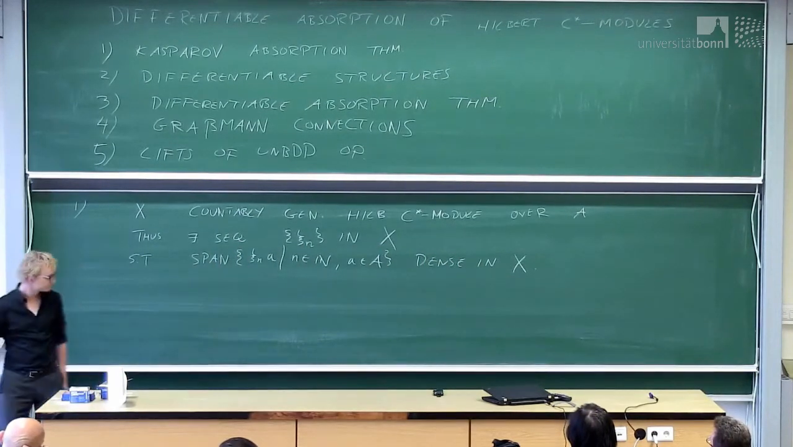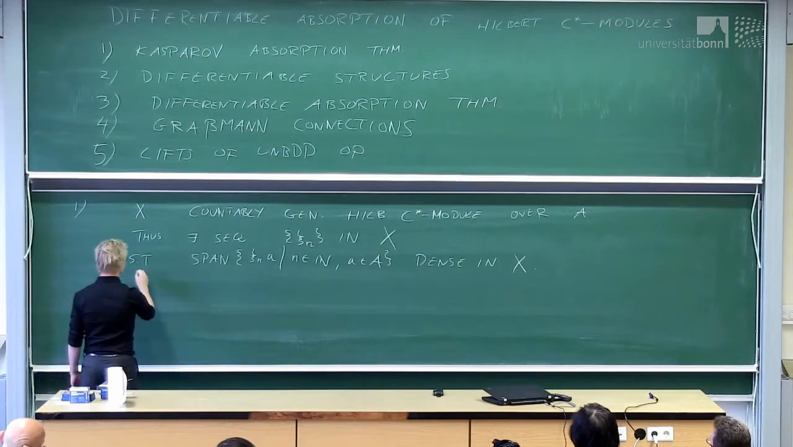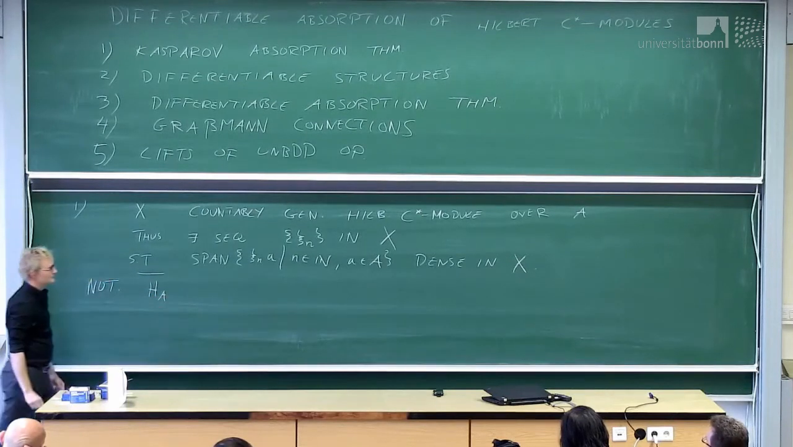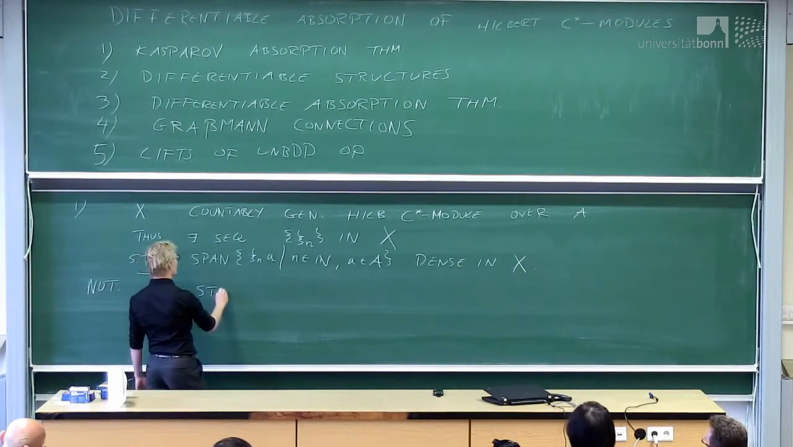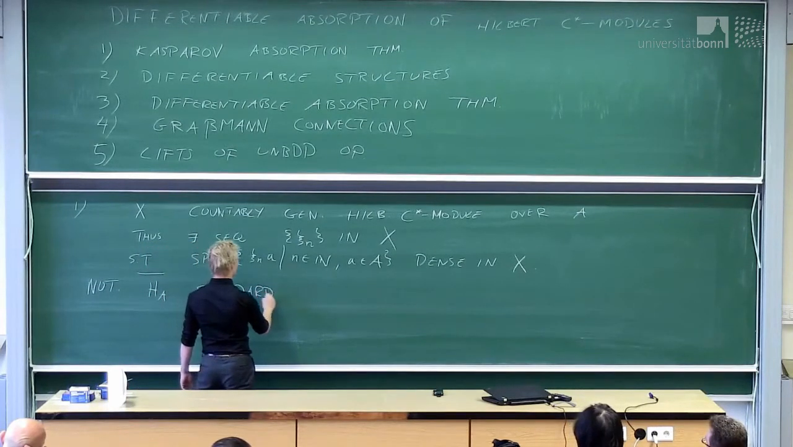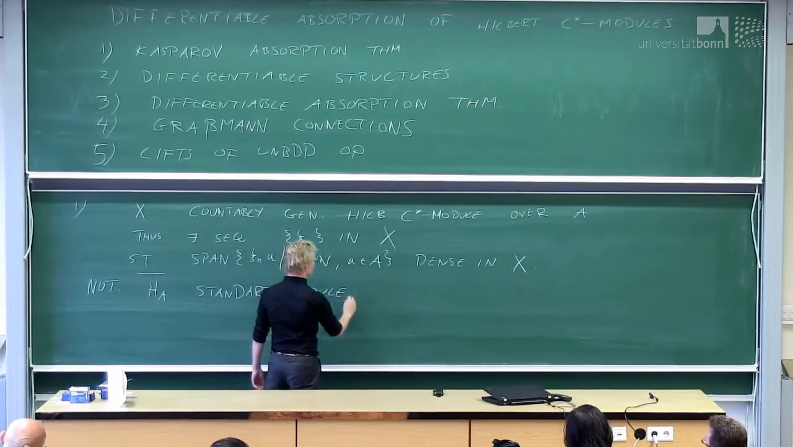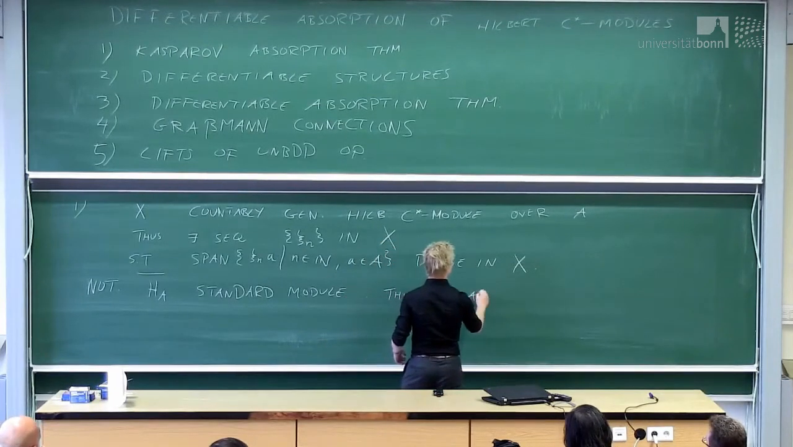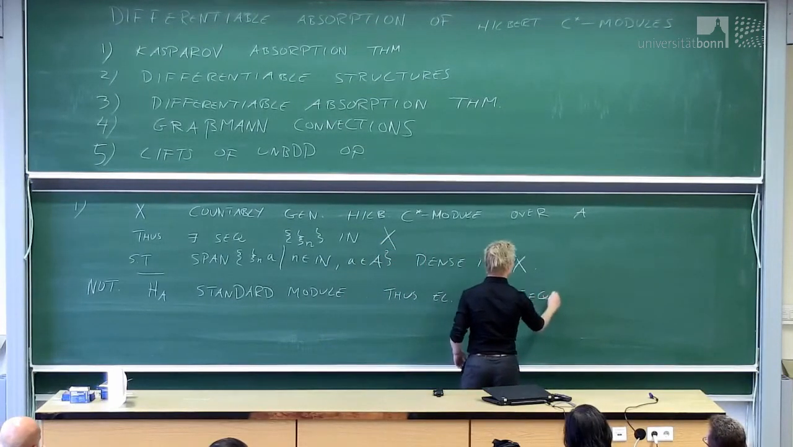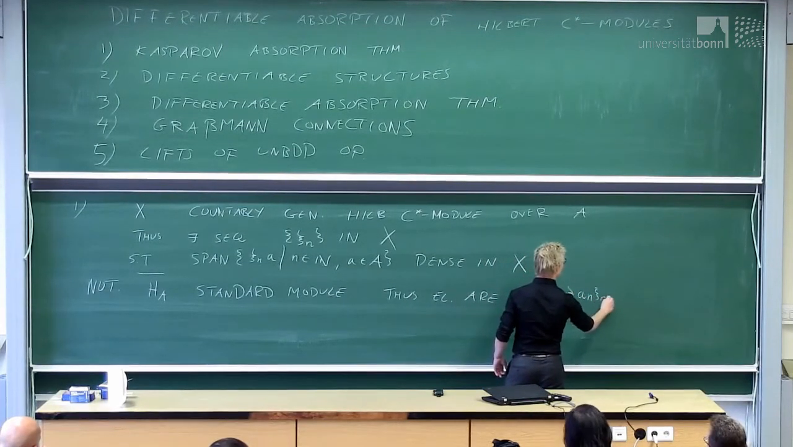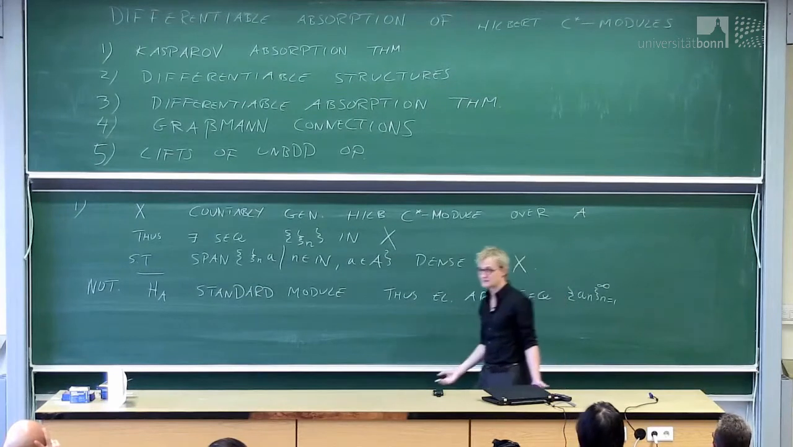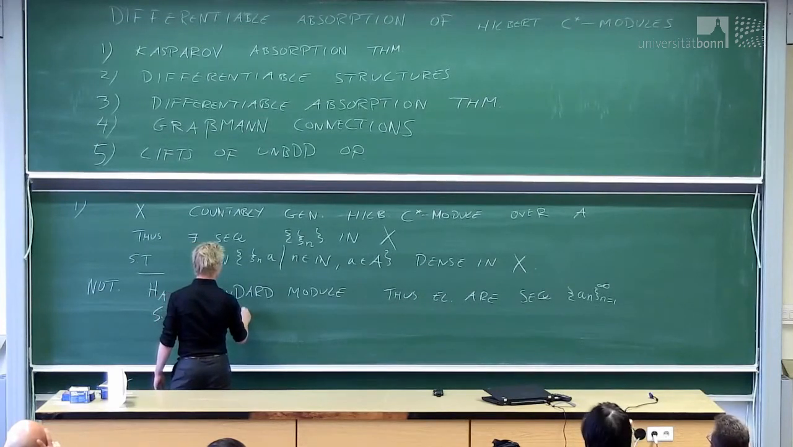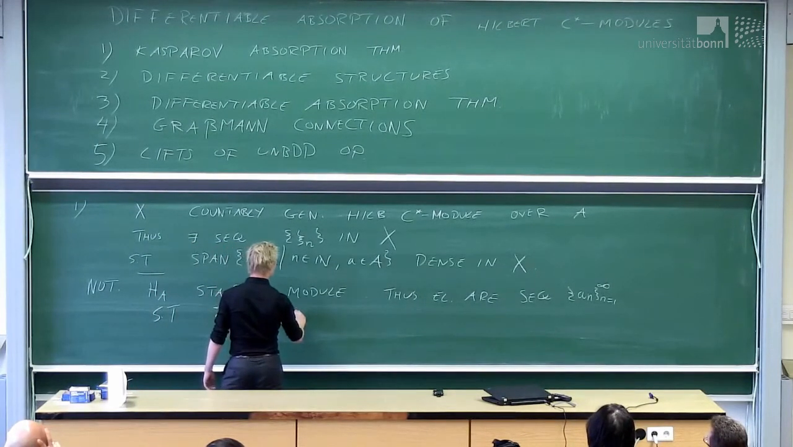And then there's a little bit of notation. H_A will always be the standard module over A. It consists of sequences of elements in A such that they are square summable, so the sum has to converge in norm.